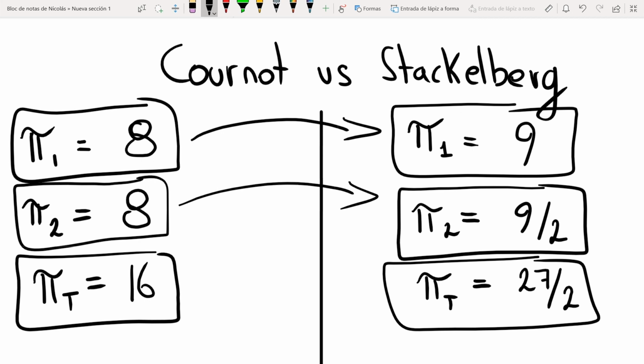And finally, we can see that the total profit of the market decreased in the Stackelberg model. It passed from being 16 in the Cournot model and ended up being 27 over 2. And so we can say that the Stackelberg model benefits the most the leader firm, which in this case was Boeing, but the follower and the market as a whole see a decrease in profit.